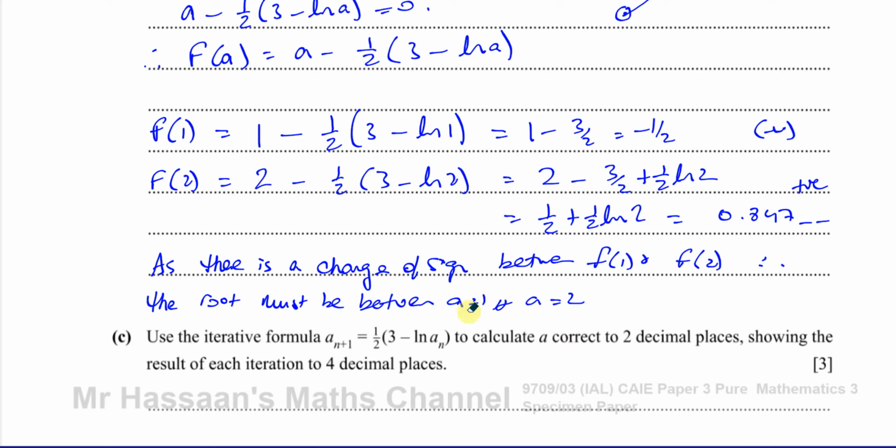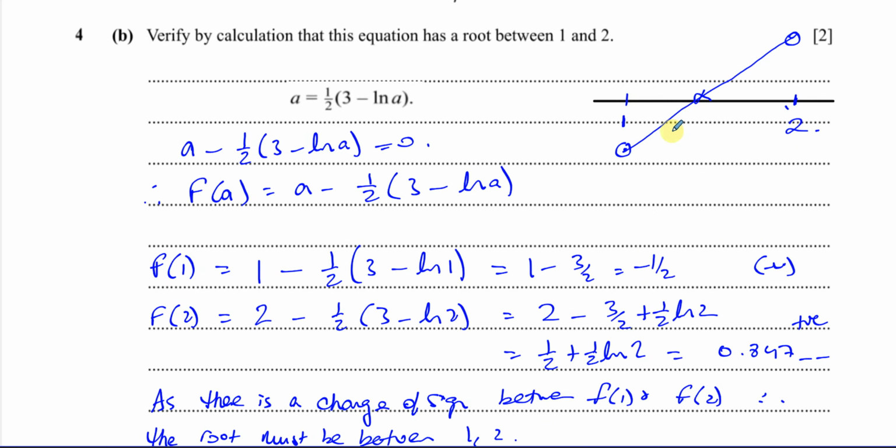Okay, so the root exists somewhere between 1 and 2. Why? Because the graph passed through the x-axis between them. Must have passed it. If at 1 it was negative and at 2 it's positive, then somewhere between 1 and 2 it must have passed through the curve. Even if at 1 it was positive and 2 was negative, the same thing would have happened. We would have said between 1 and 2 this passes through the x-axis, therefore when it passes through the x-axis, what's called the root must exist there.